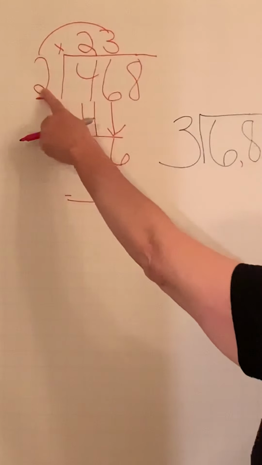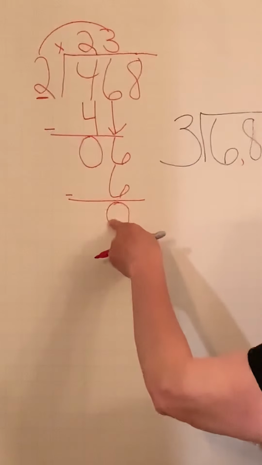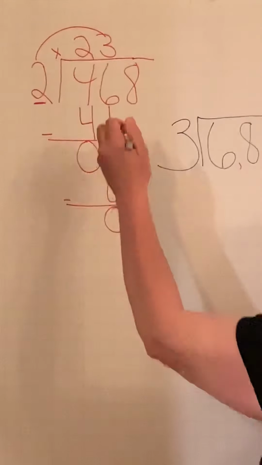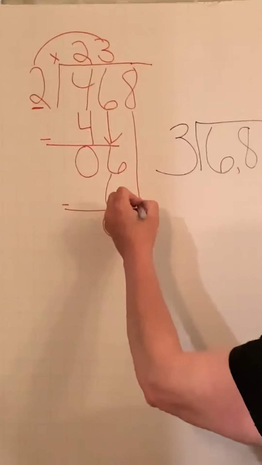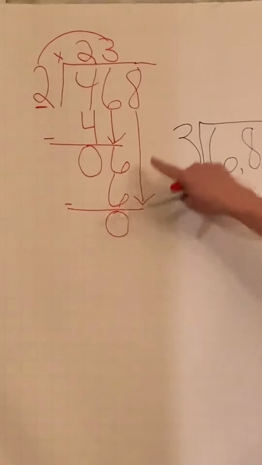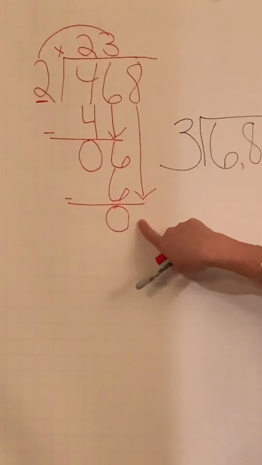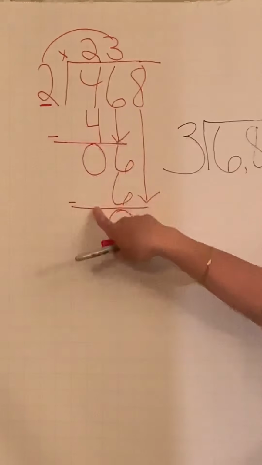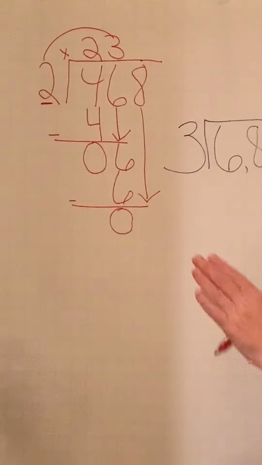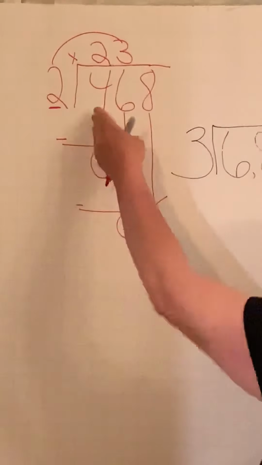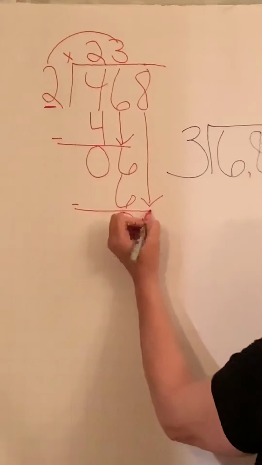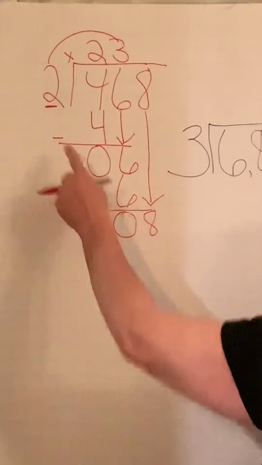So, same process. We say how many 2's in 0? There are no 2's in 0. 0 is smaller. So we bring the 8 all the way down. I like to draw the arrows because it reminds us where we got the 8 from. It also helps us keep everything in line. Remember, if we keep things in line, we're always going to get the right number. Keep the same columns.